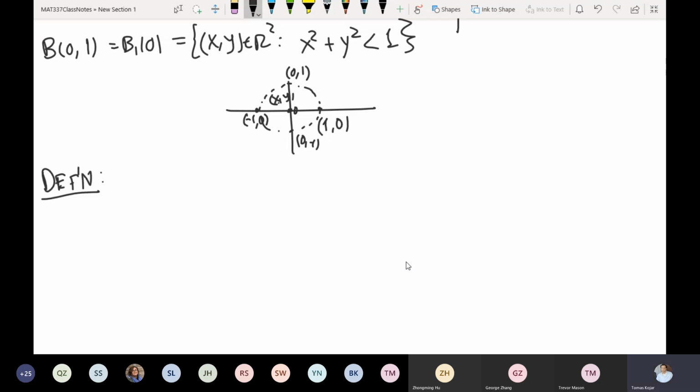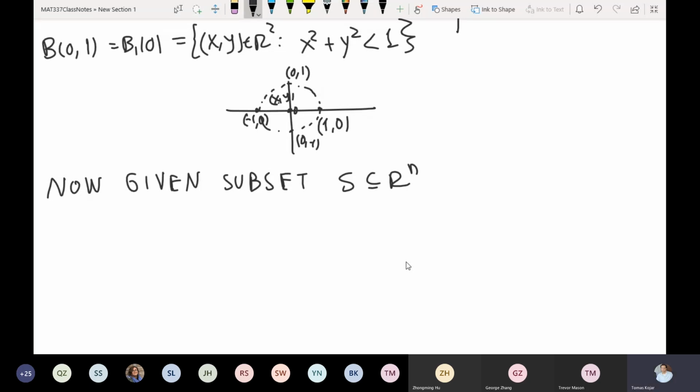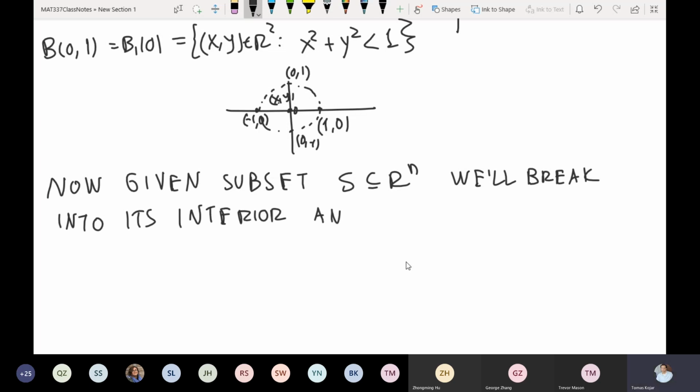So now we will have defined the basic ball. Okay, let me see. Now, given a subset S in R^n, we will break it into its interior, which we will define, and its boundary.